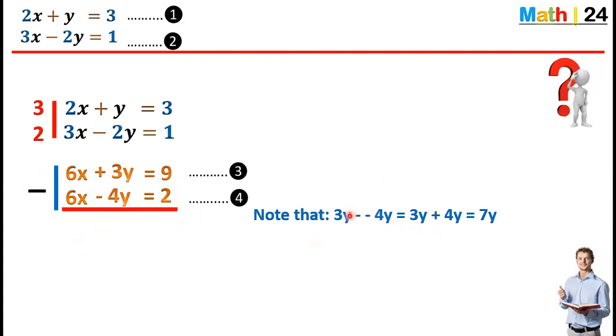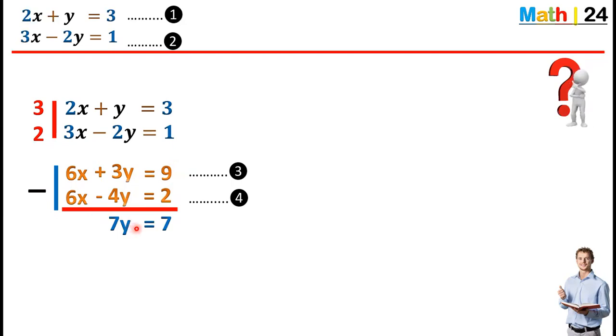See, the minus signs are not separated by anything. So you have 3y minus 4y. These two minuses not separated by any number become a plus, because minus times minus is plus. That gives us 7y equal to 9 minus 2, which is 7. We now divide both sides by 7, and y will be equal to 1.